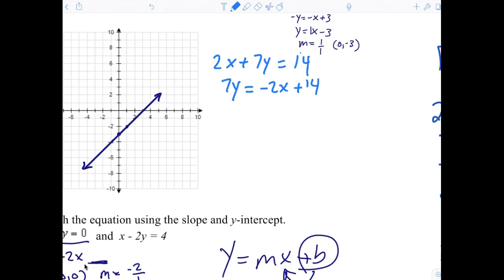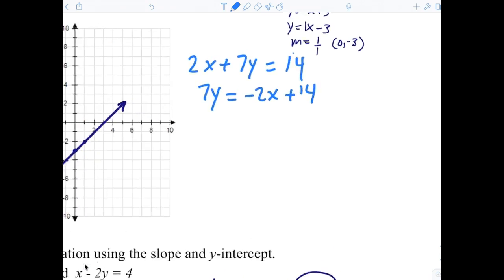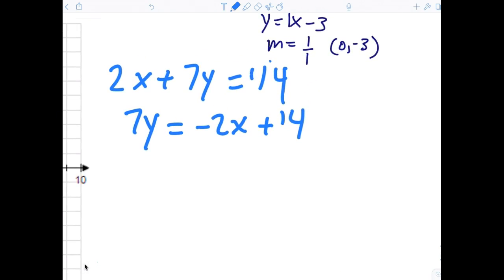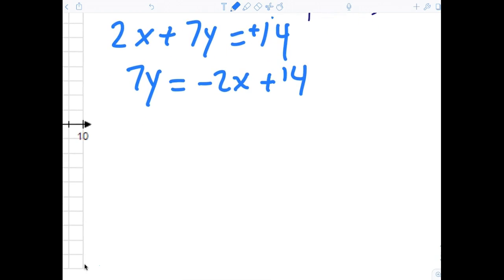Now how do I know it's 14? Listen to me. Because this 14 right here is positive. I didn't move that, so that stays the same. When you move something, the sign changes. And now what, Allie? Then you're going to divide by 7. Right, so y equals negative 2/7 x plus 2.